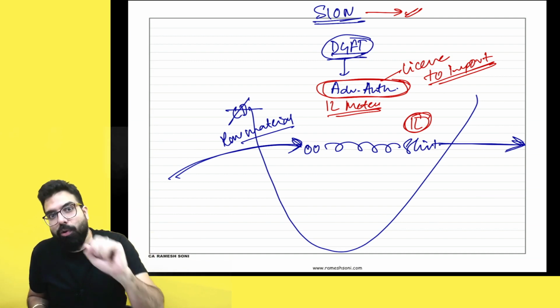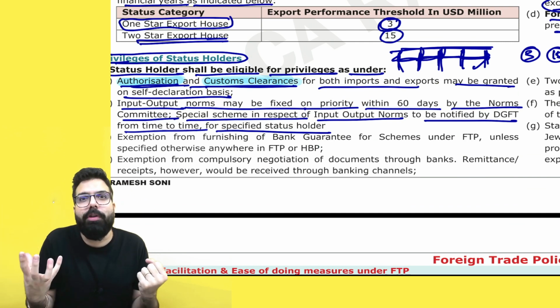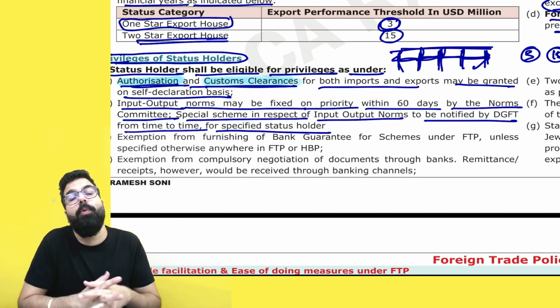If you are a status holder, they are telling, supposing you want to import some item, but for that item a standard input output norm is not given.